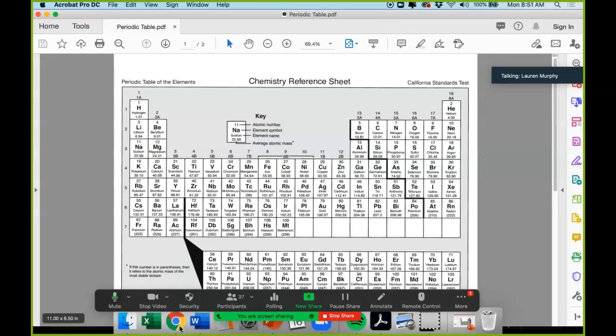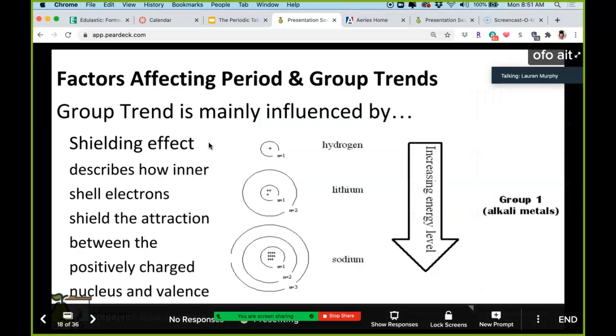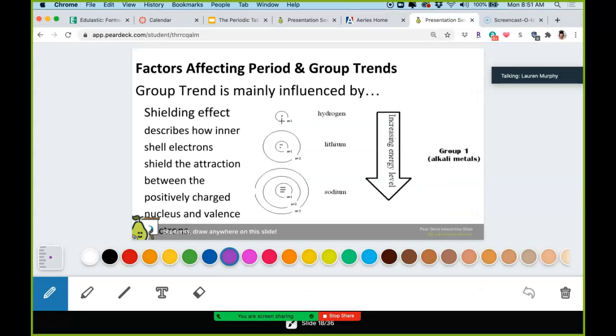This trend is probably going to make more sense. Here's why. Hydrogen has 1 proton and 1 ring of electrons. Here's my 1 electron. Lithium has 3 protons, so that means it's in the second period, so it has 2 rings of electrons, and it has 3 electrons. Sodium is atomic number 11, so that means it has 11 protons, and if it's neutral, 11 electrons. But it's on the third period. 2, 3, 4, 5, 6, 7, 8. Okay, it's on the third period, so it has 3 rings.